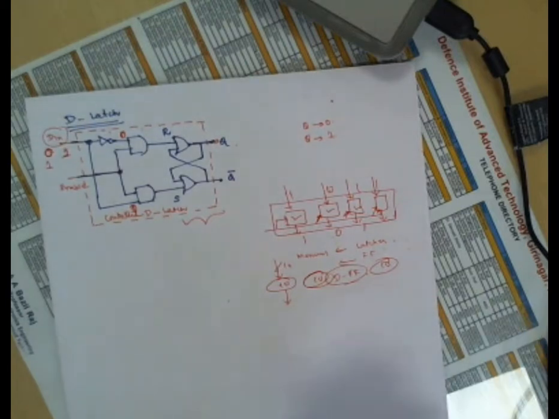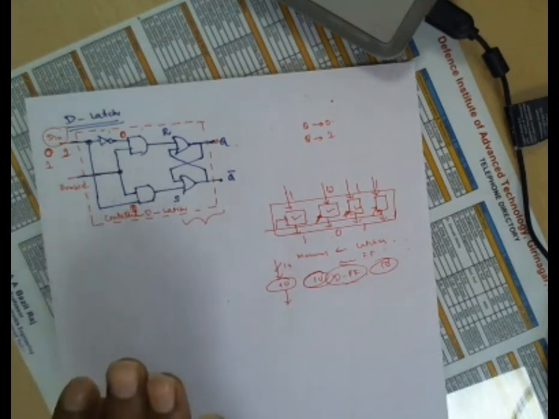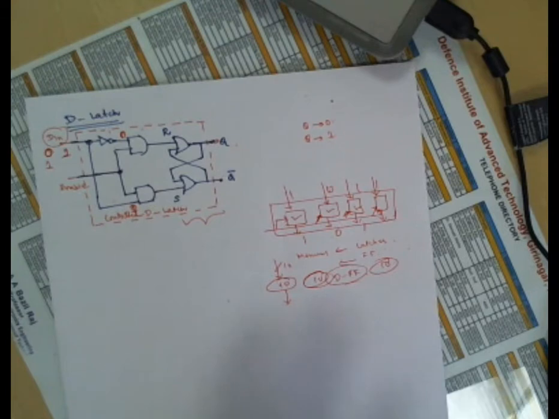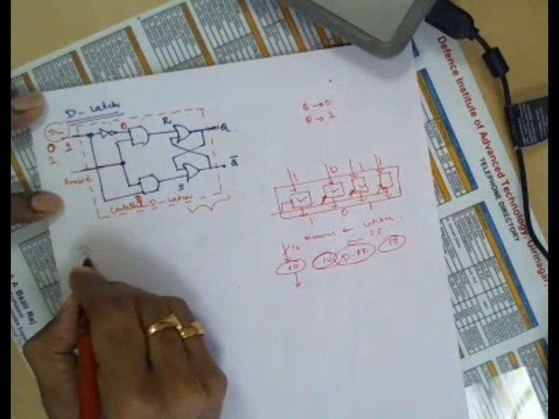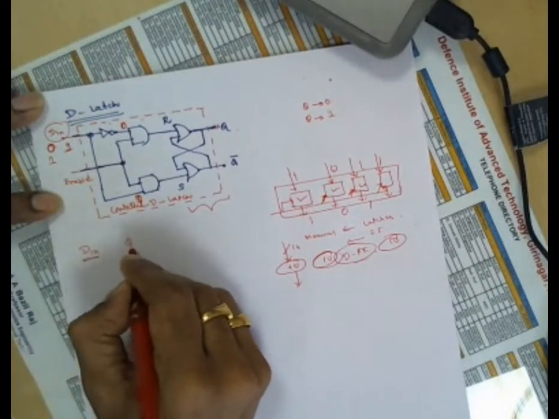Understand? So therefore, these latches are delaying the inputs. If it is responding to the level, it is called a latch. If it is responding to the edges, it is called a flip-flop. So we can write the characteristic table for this one. It is something like that: D in, then this is Q.